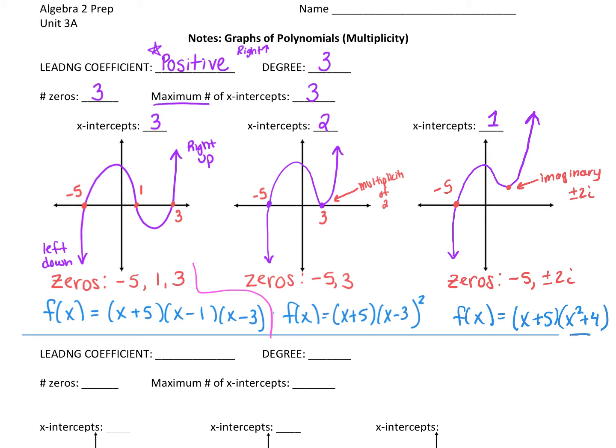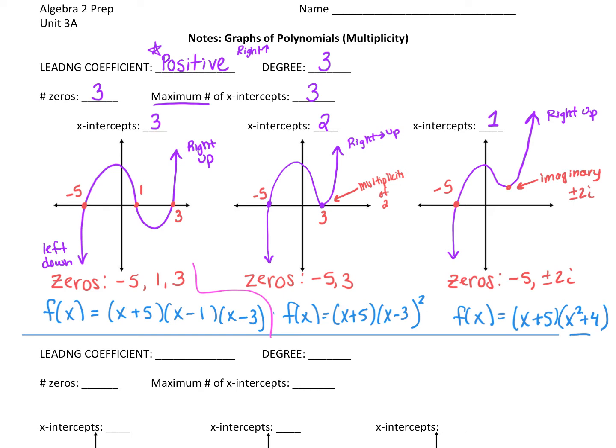Don't worry, we're not going to work on writing that x squared plus 4 quite yet, but that is how you would get plus or minus 2i. And so that's an example of a degree 3 with a positive leading coefficient. Notice all of them have the right side up. And again, with that multiplicity idea.